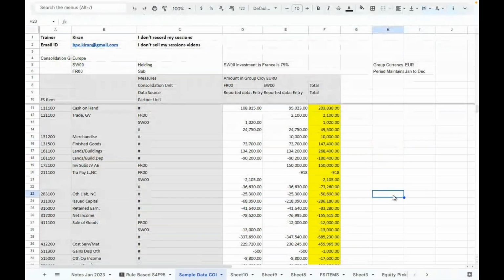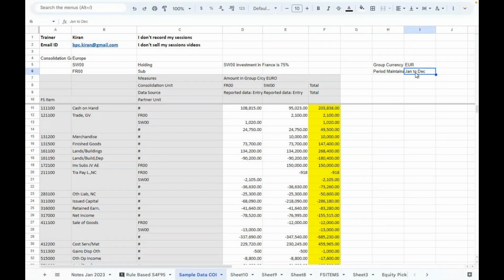So now two things are common: group currency euro, and period maintenance January to December, 1 to 12 months, and consolidation frequency month. So this is the period. So now I'm doing the consolidation for the period 01 to 12 of 2022. December 2022, I'm doing the consolidation. This data is taken from the CSV file.